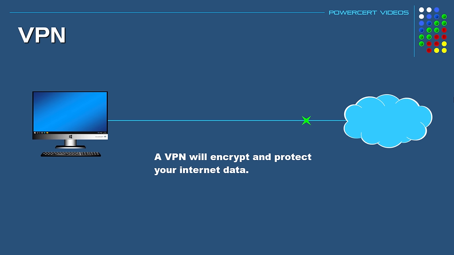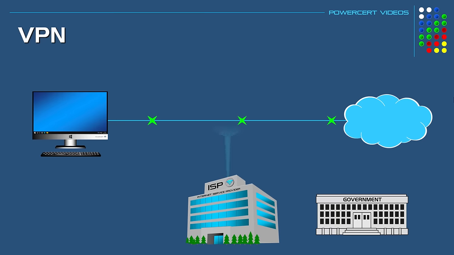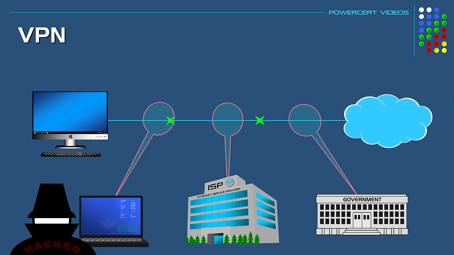Whenever you go on the internet, the data that you send and receive is broken down into a bunch of smaller data packets. These data packets travel across the public internet and ultimately find their way to their destination. But as they are traveling across the internet, your data can be viewed by ISPs, governments, and it can also be intercepted by hackers, especially if you use public Wi-Fi networks. But a VPN will prevent this.